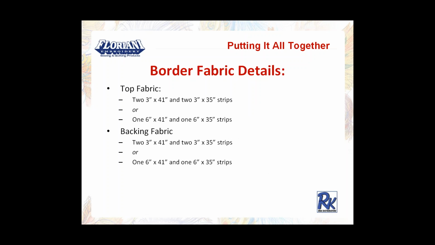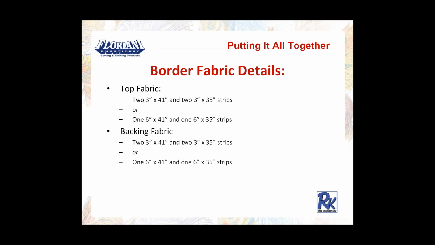Now for your fabric for the borders, for your top fabric, you want 2 3-inch by 41-inch strips and 2 3-inch by 35-inch strips. Or if you're doing 2 up in the hoop, you can use a single 6-inch wide strip for both of these. So either one will do, and your backing fabric, same idea, just different fabric for the back.